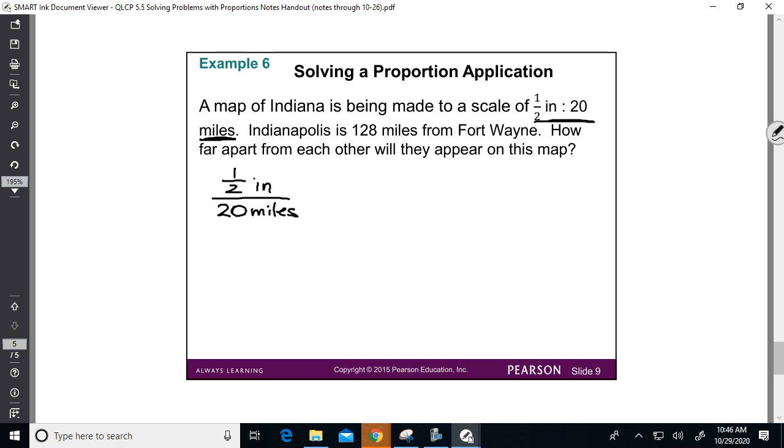Now you're reading the rest of the problem to figure out how everything else is going to go. Indianapolis is 128 miles from Fort Wayne. So since miles is already at the bottom, it has to stay at the bottom. Remember, you have to be consistent. How far will they appear on the map? So now we know where X is going to go.